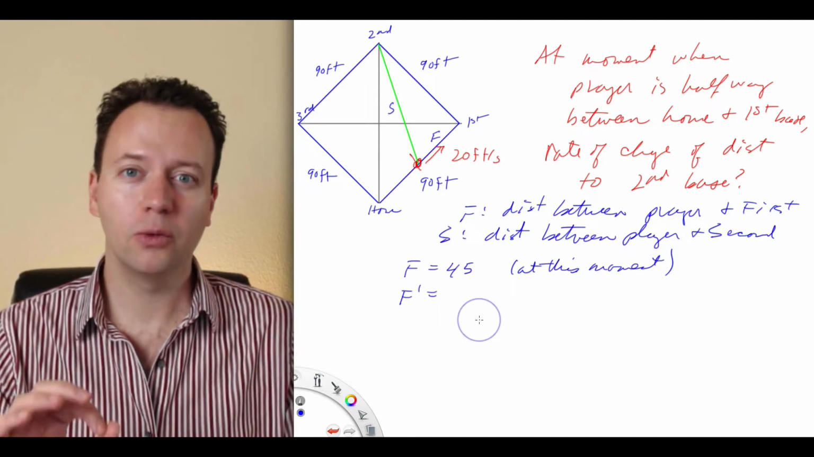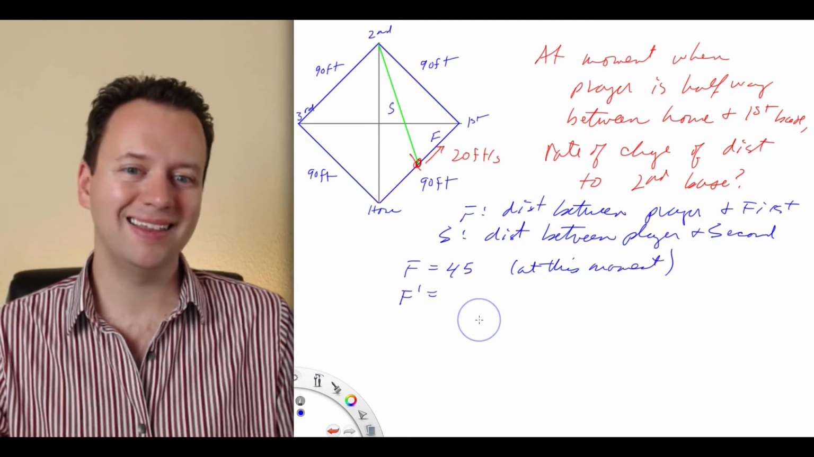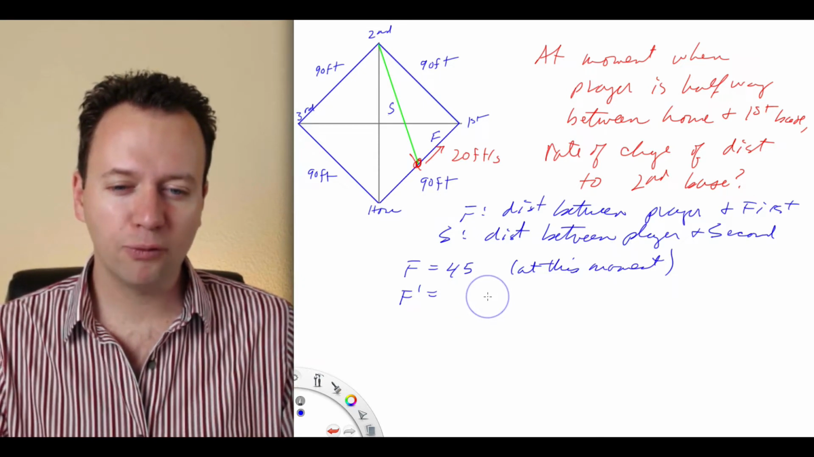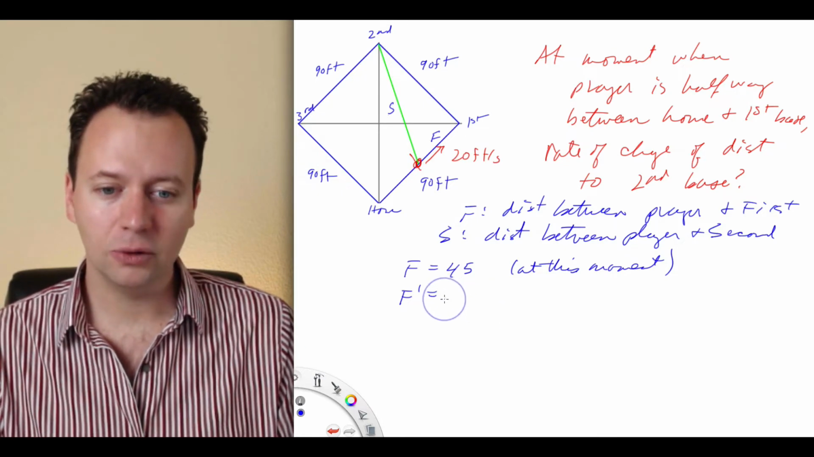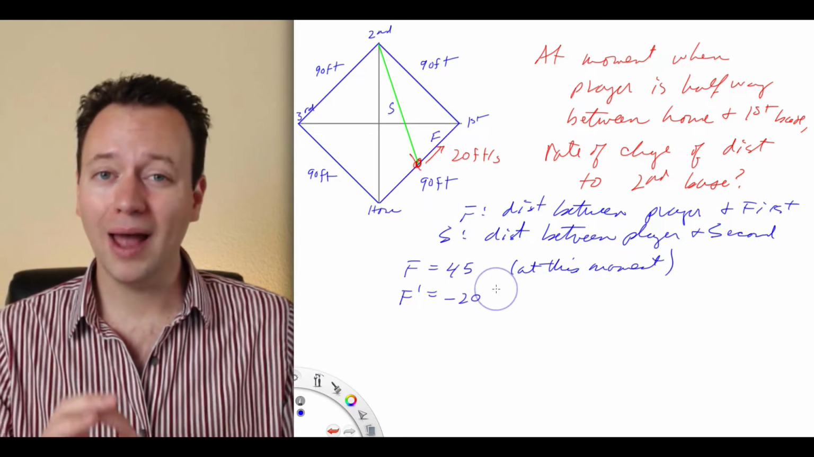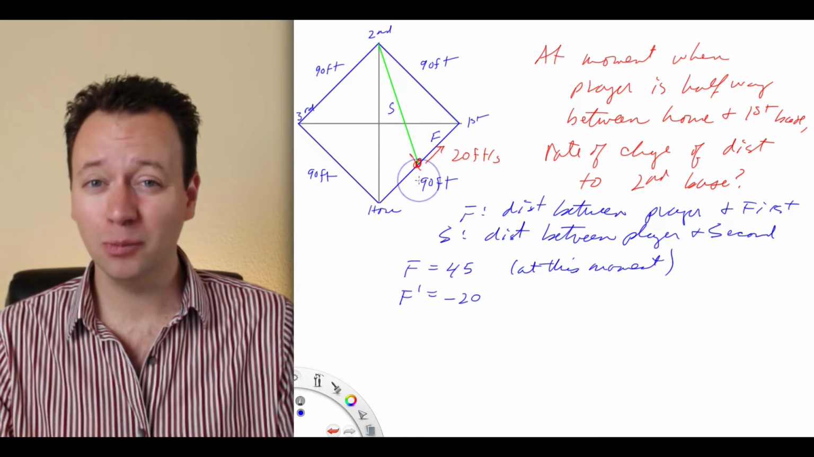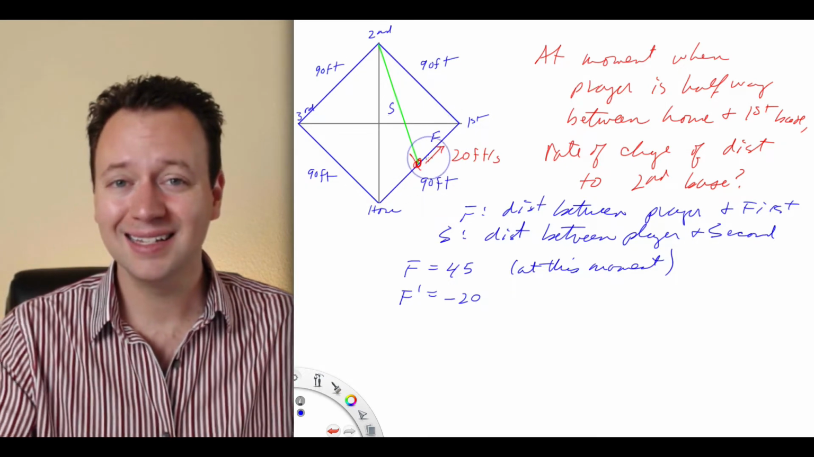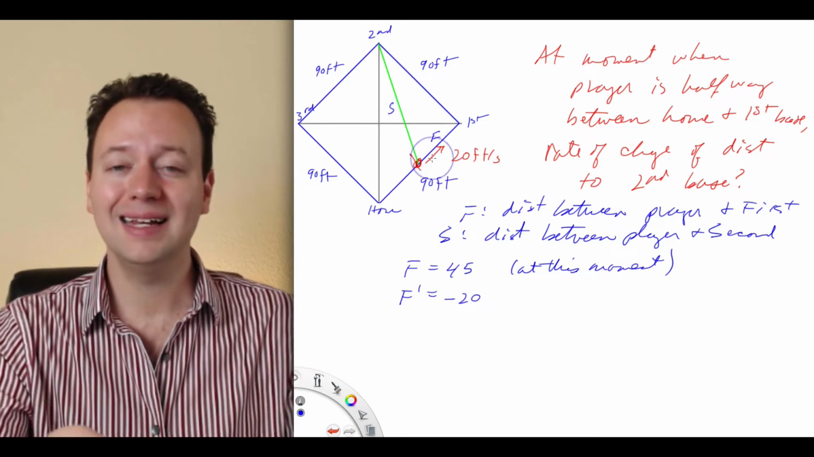Now this is where we have to be really careful with these rates of change. They said that the player is running to first base at a rate of 20 feet per second. So F prime is not equal to 20. It's equal to negative 20. Because remember, F is defined as the distance between the player and the base. And as the player is running this way, the distance is decreasing, so dF/dt needs to be negative.